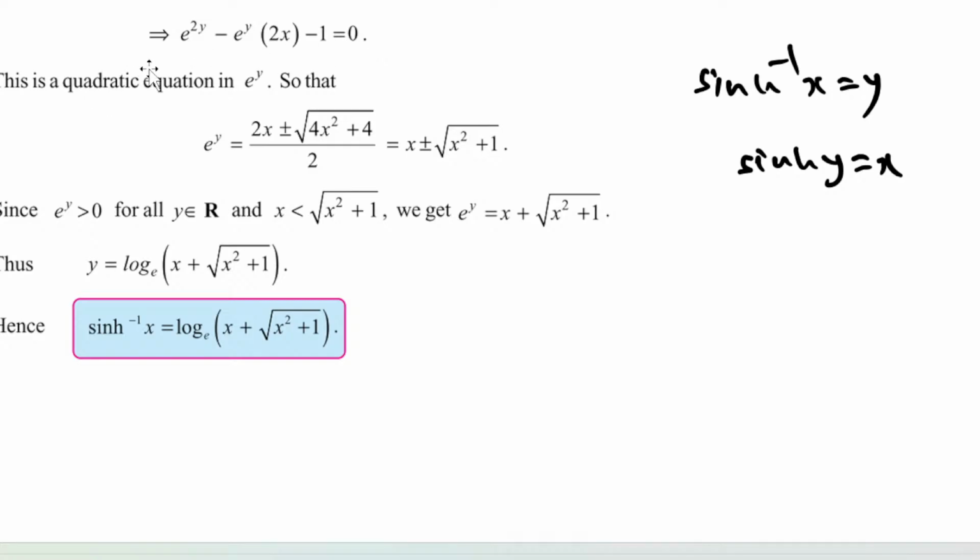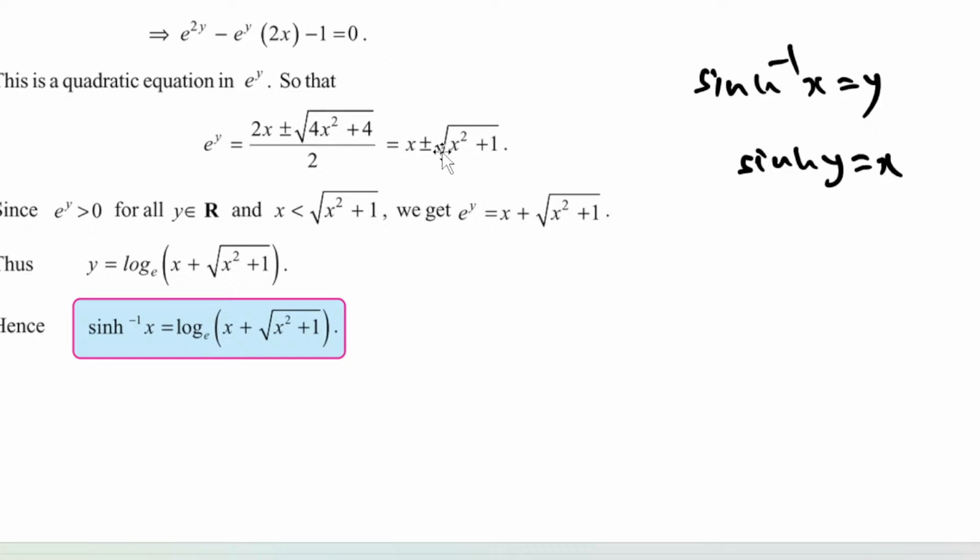But this is a quadratic equation where e power y whole square minus e power y into something minus 1. What are the roots? Minus b, which is 2x, plus or minus under root b square minus 4ac, which is 4x square minus 4 into 1 into minus 1, right? These are the roots. e power y should be x plus or minus under root x square plus 1. Agree?